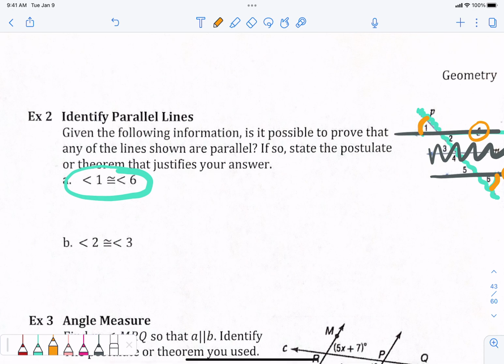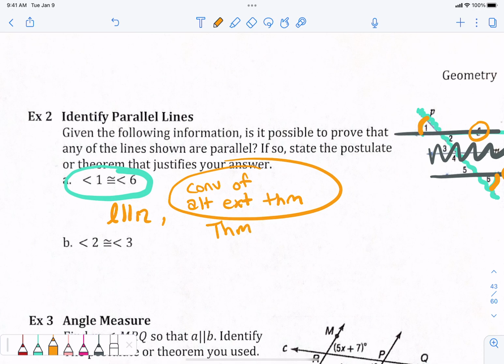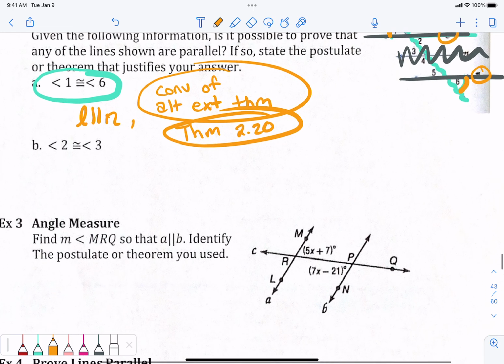Yes. So we will start by writing L is parallel to N, because of the converse of the alternate exterior theorem. You can either say this or you can say theorem. Which one was the alternate exterior? Theorem 2.20? I don't care which one you put. You don't have to put both of those things down. You can either put theorem 2.20 or you can put converse of the alternate exterior angles. Okay? You do have to tell me which lines are parallel, yes.